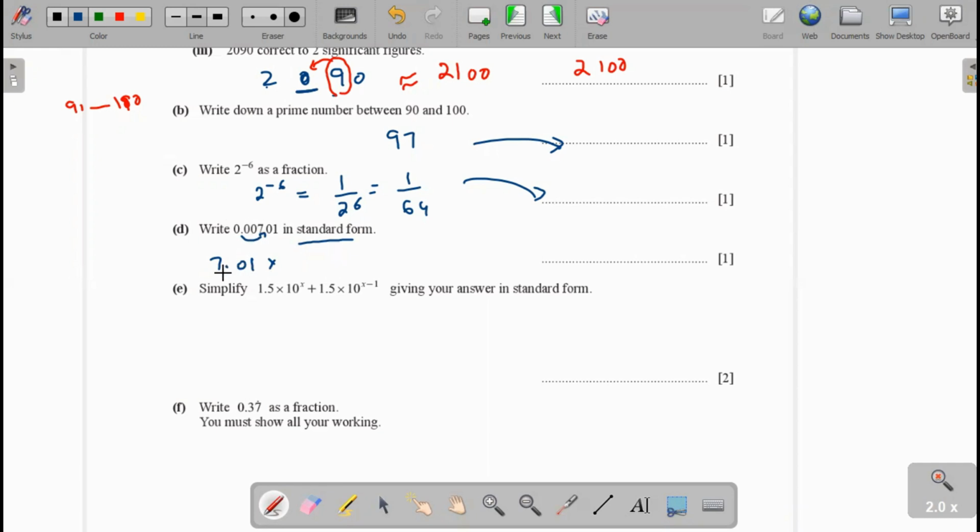Therefore, the number is increased by 10 power 3. Therefore, we multiply by 10 power minus 3 to balance this number. And this is the standard form value.